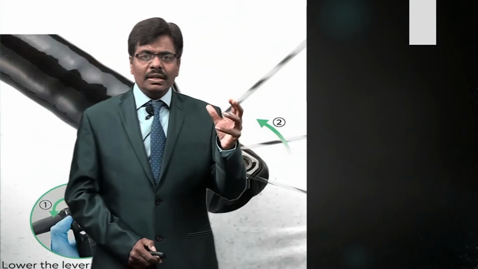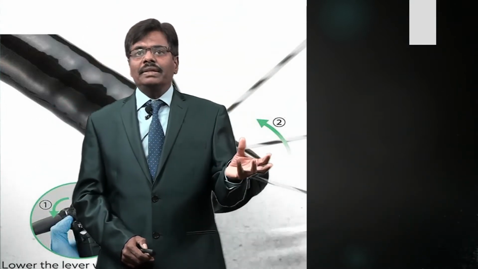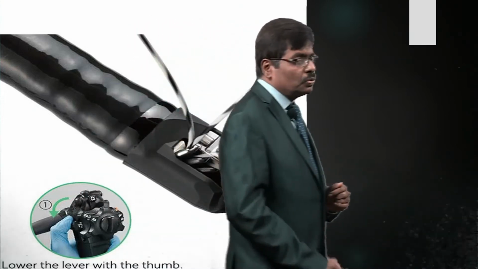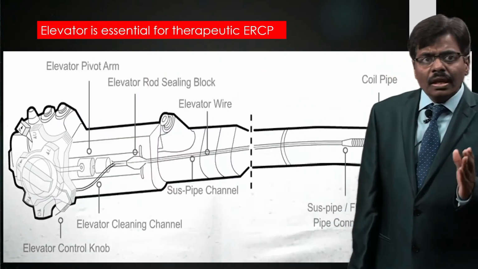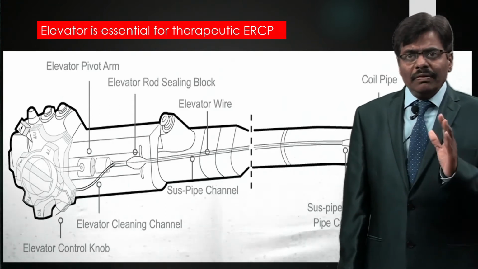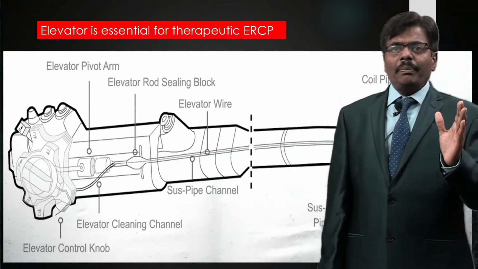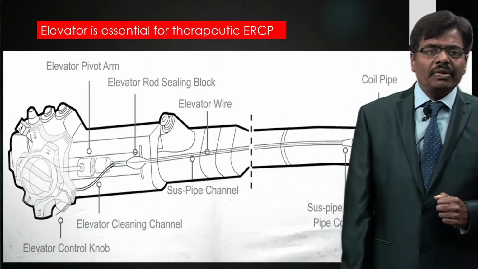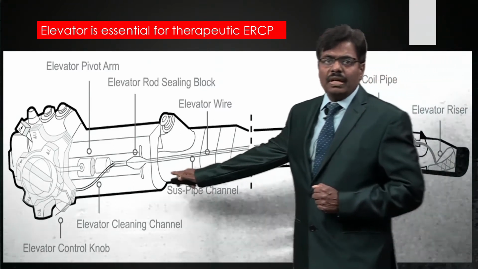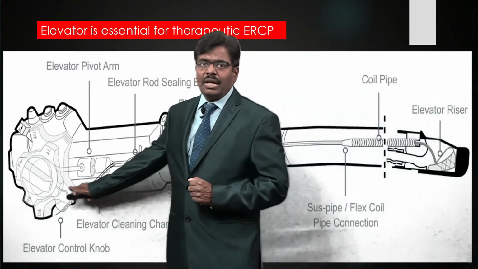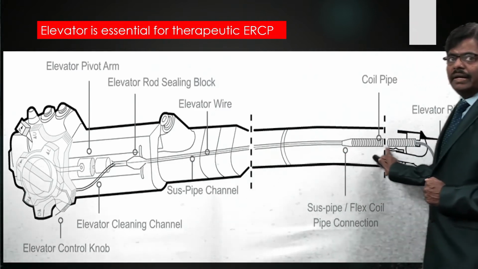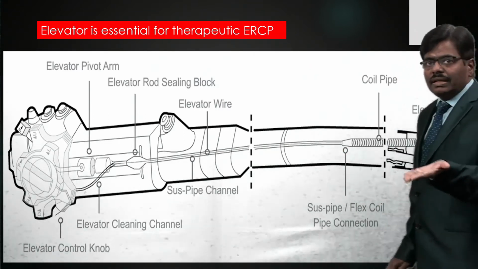So if the elevator is not functioning or it breaks in the middle, you may have to abandon the procedure unless you have spare equipment. So that is as simple as that. And this is the mechanism. If something happens, mistakes or some damage, it is a very expensive thing. As you can see from here, where the elevator is attached, how the wire is coming all the way here, and right at the end here you can see how it helps.